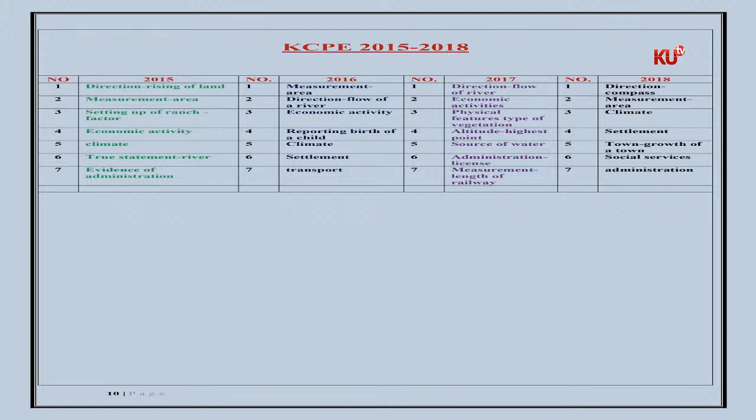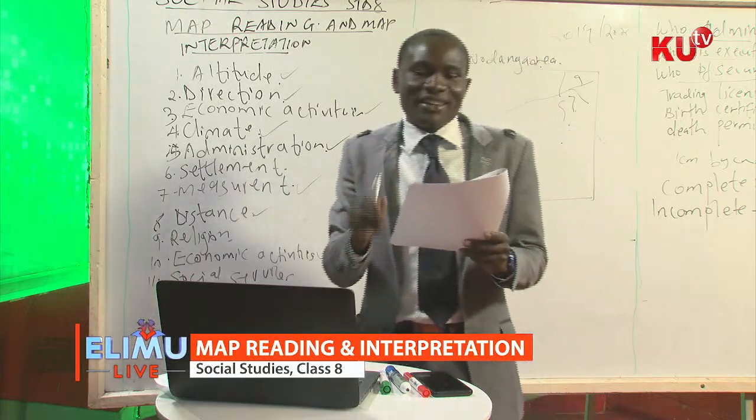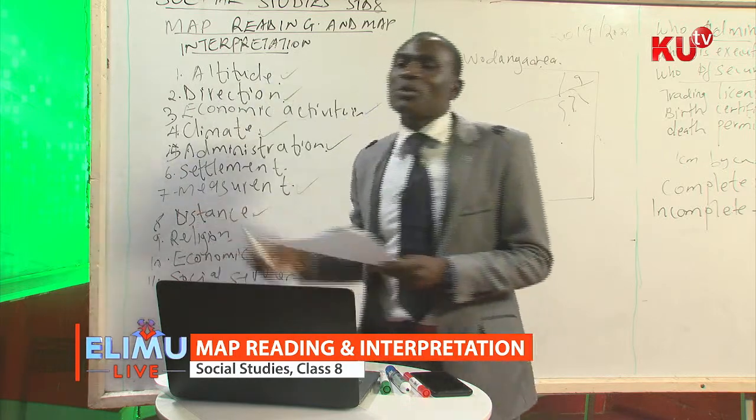Economic activities, physical features or type of vegetation, altitude, source of water, administration, license. We have covered that. Then measurement. Look at 2018, we have compass direction, measurement, settlement. The town has grown due to social services and administration. Again, 2015 to 2018, they are still revolving around what we have covered today, meaning that there is nothing new there.